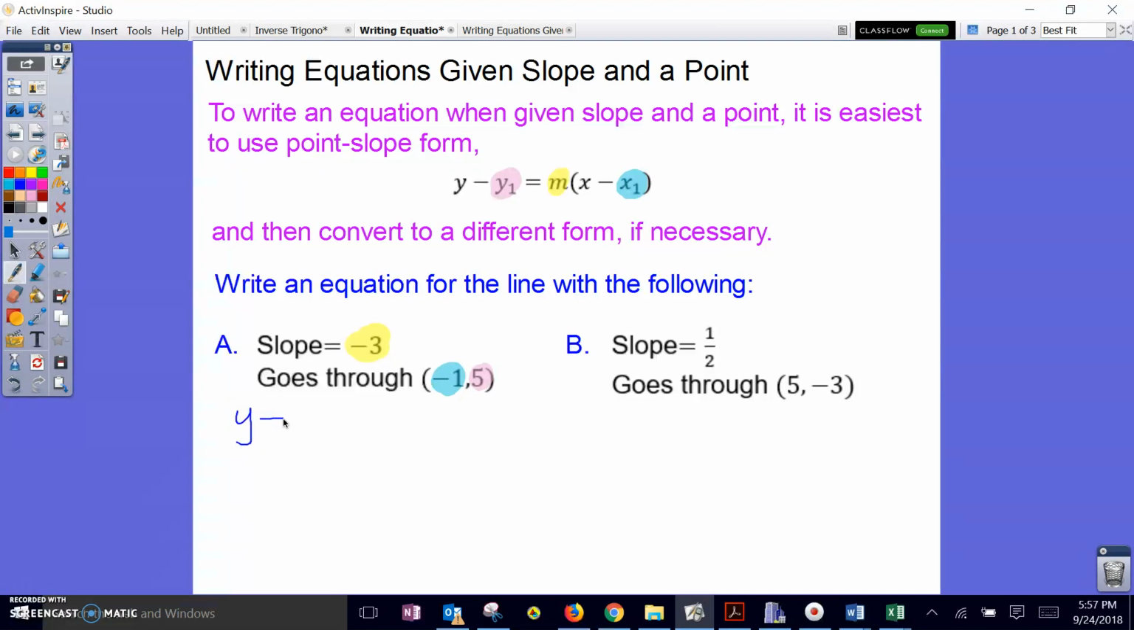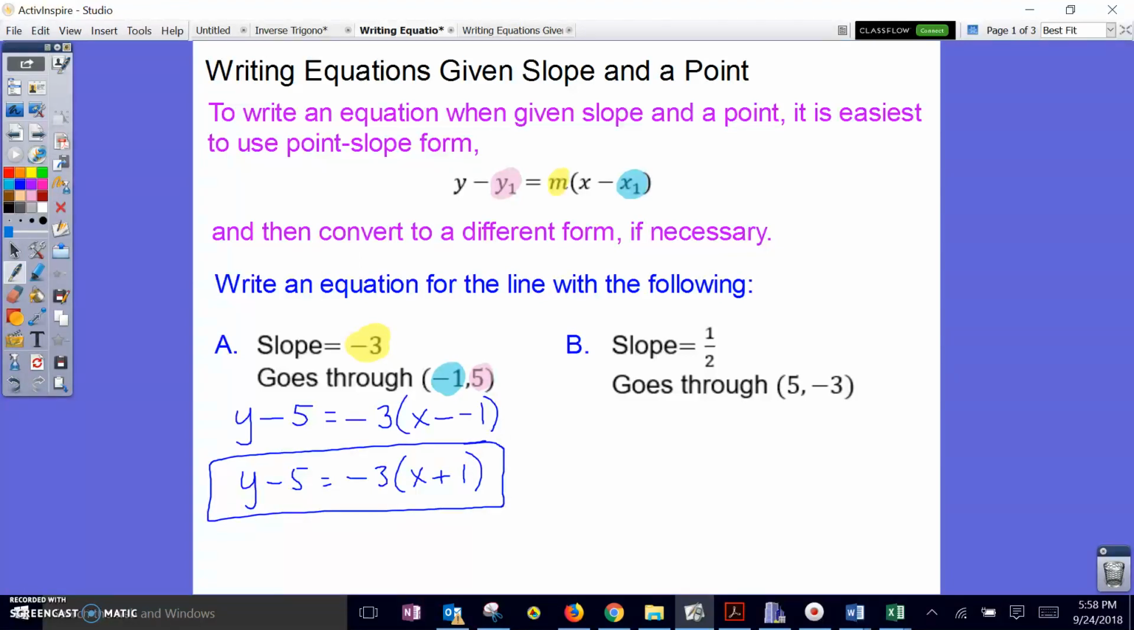So I've got y minus the y-coordinate, which is 5, is equal to the slope times x minus the x-coordinate, which is -1. Now instead of writing x minus -1, I should just go ahead and write that as x plus 1. And there is an equation that has a slope of -3 and goes through the point -1, 5. We'll do the same thing in part B.